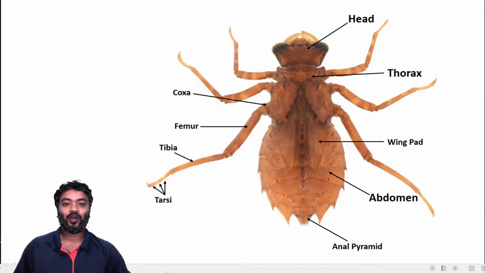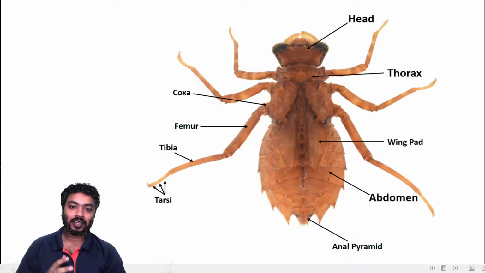Hello everyone, welcome to the second session of the larval odonata taxonomy. We will start with the detailed body structure, the morphological structure of a dragonfly larva.